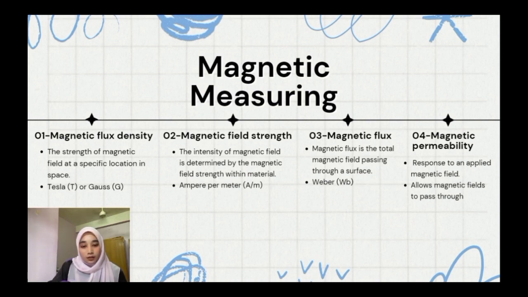Next is magnetic flux. Magnetic flux is the total magnetic field passing through a surface. For example, this is a surface and this is the magnetic field. When the magnetic field passes through the surface, then we call it the magnetic flux. The unit that we use is Weber, Wb. And lastly is magnetic permeability, which is the response to an applied magnetic field and allows the magnetic field to pass through. It means how easily the material allows the magnet field to pass through it.